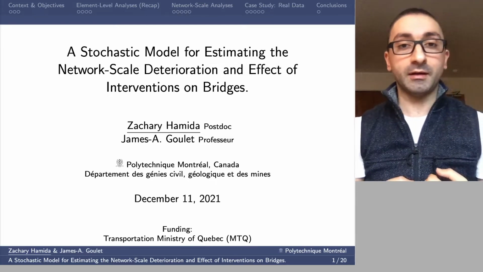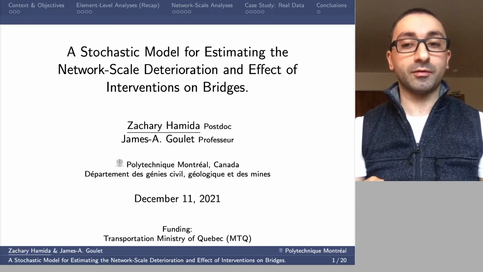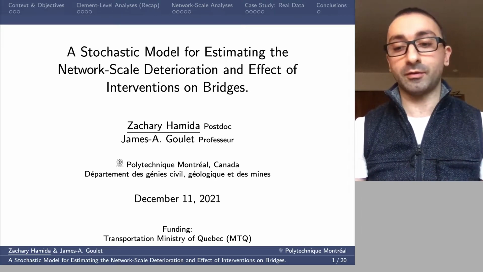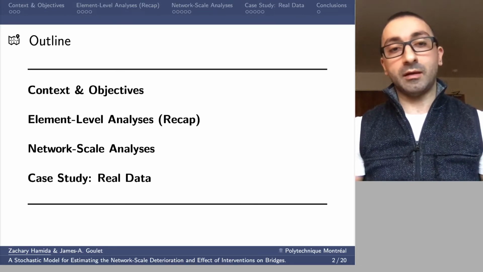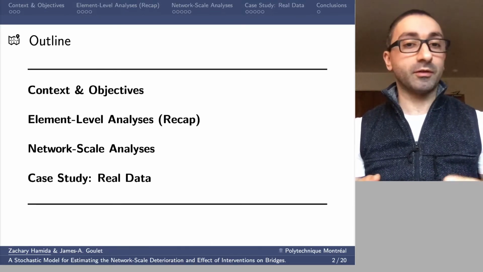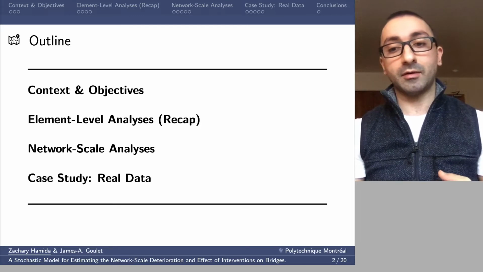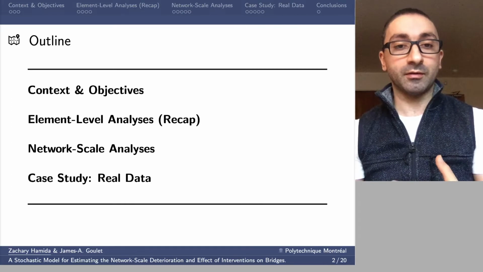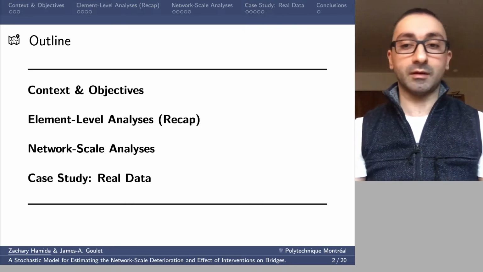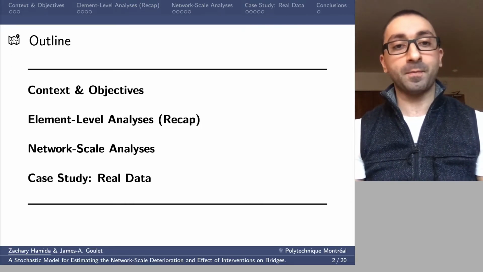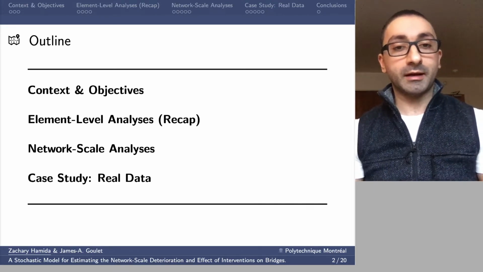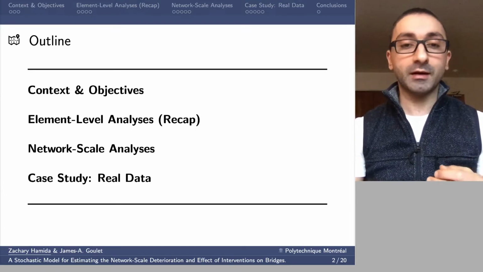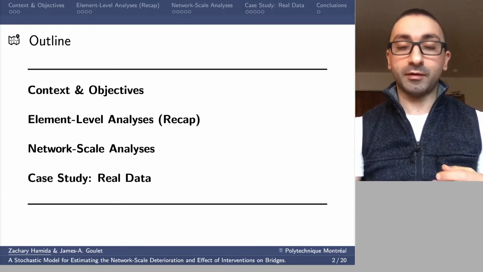So my name is Zachary, and this research project has been published recently under the same title of this presentation. So the breakdown for this presentation is going to be as follows. First, we're going to have a look at the context and objectives. And by context, we mean some of the characteristics of visual inspections and our objective in working with visual inspection data. After that, we're going to have a quick recap for the element level deterioration analysis. So what are the bases of the method and how it's done?